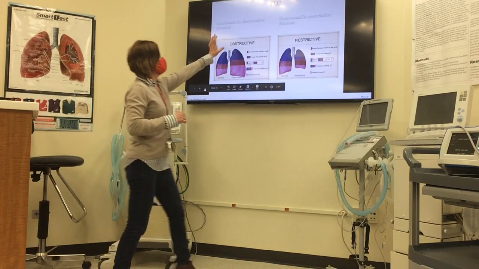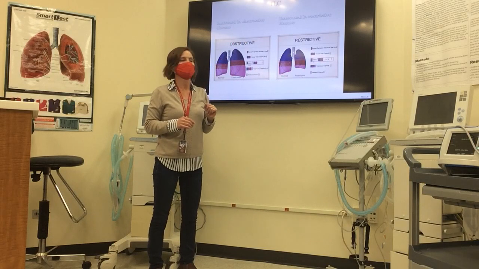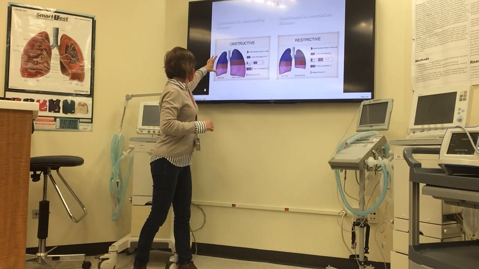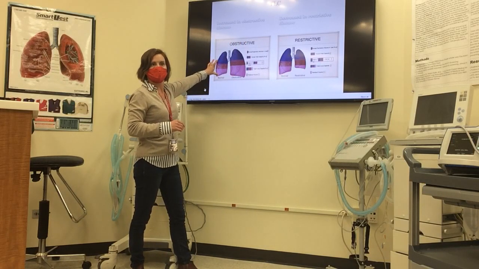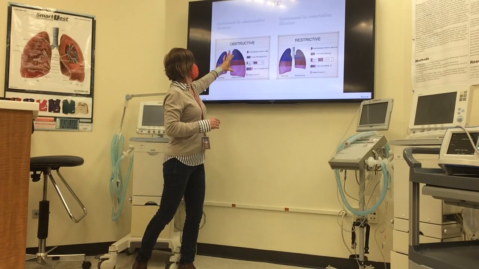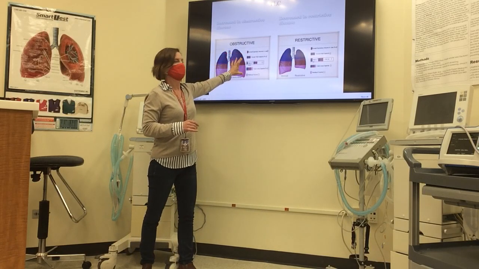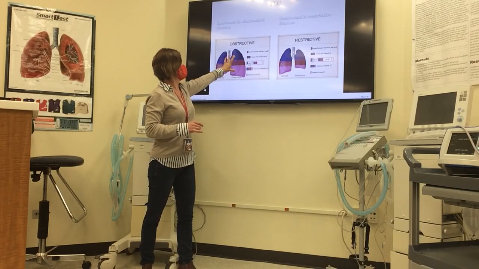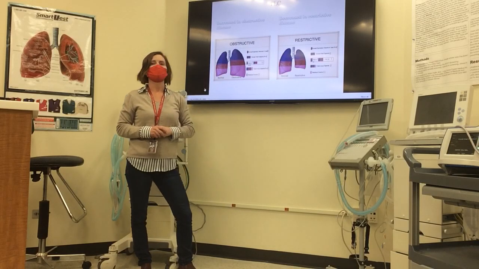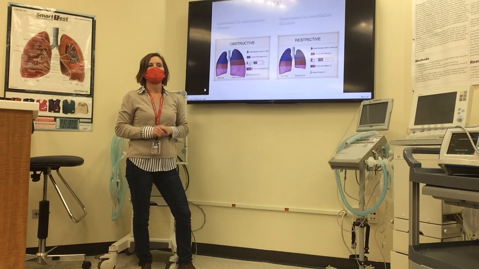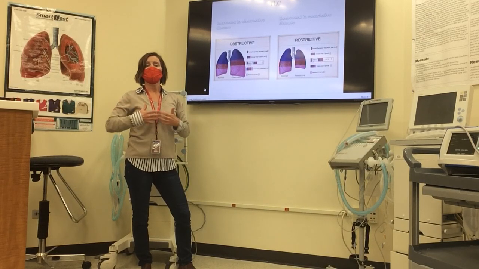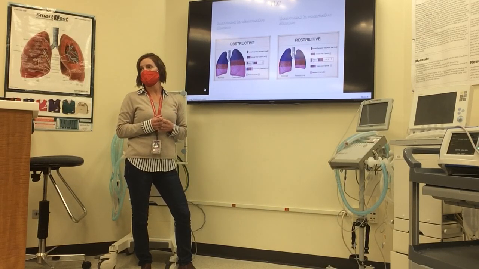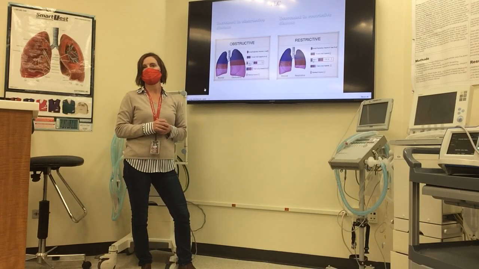If we're looking at the total lung capacity, so that's the whole lung, here is a normal sized lung, and here is an obstructed lung. What do you notice about the obstructed lung compared to a normal lung? It's bigger. It's bigger, exactly. Why, physiologically, would that be a bigger lung? Because of the air trapping. Perfect, because of air trapping.